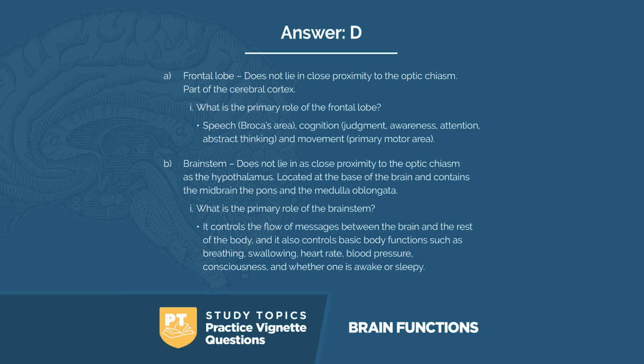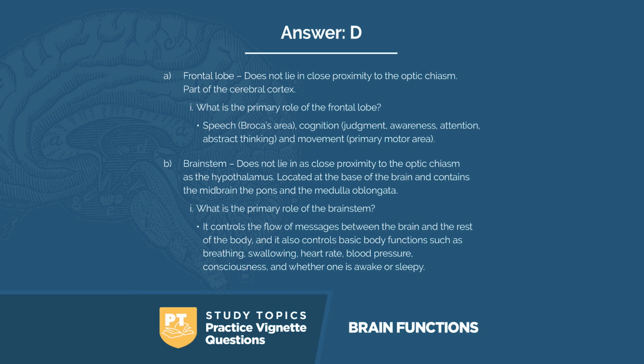Versus the brainstem, we know this does not lie in close proximity to the optic chiasm, as the hypothalamus does. So when we look at where this is located, it's at the base of the brain and contains the midbrain, pons, and medulla oblongata. For the primary role of the brainstem, we're looking at control of messages between the brain and the rest of the body. It also is that basic control of those basic functions such as breathing, swallowing, heart rate, BP, consciousness, and whether one is awake or sleeping.